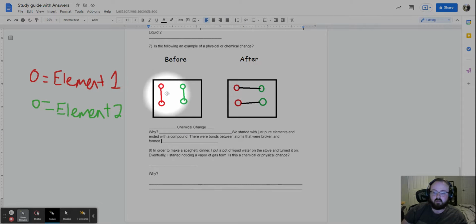Okay. So this bond was broken. This bond was broken. There was a new bond that was formed and a new bond that was formed. So when the bonds like this are broken and reformed, that means something new is being created, right? We have a new compound, and this indicates a chemical change.